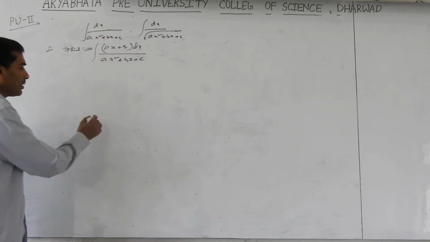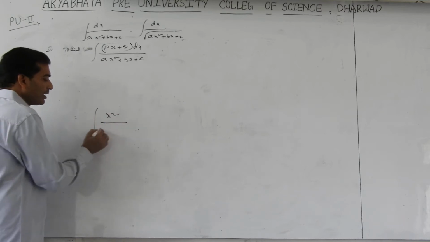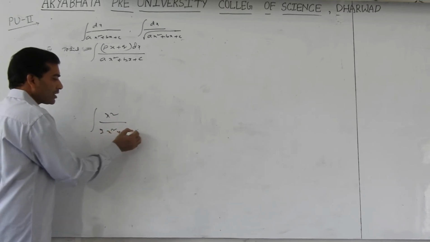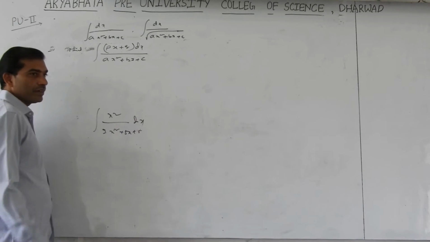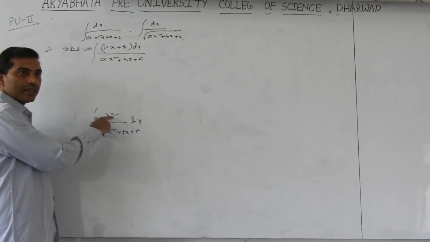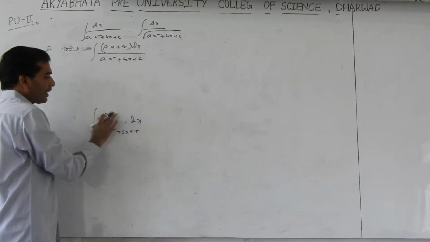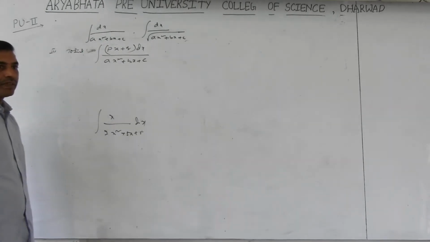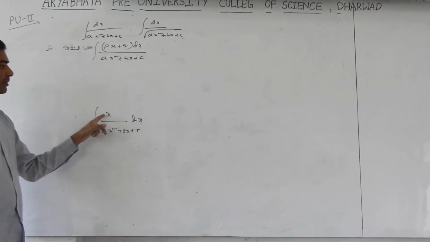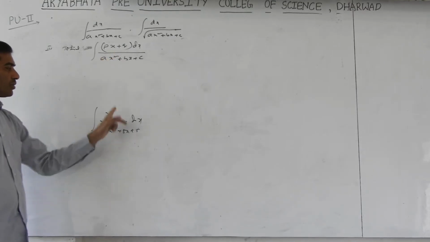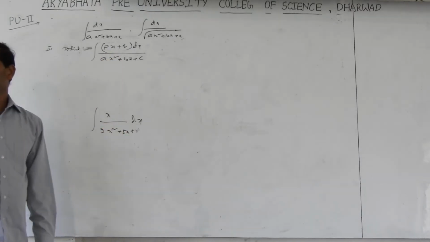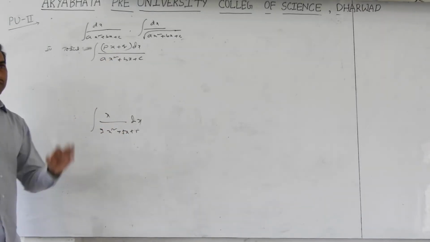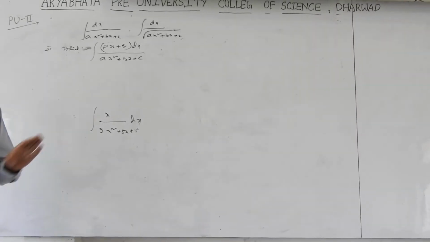For example, integration of x square by 2x square plus 3x plus 5. Is it contained in this formula? No, because the numerator degree is 2, not 1. If x is there, will it be contained in this formula? Yes. What is p? 1. What is q? 0. Like this.